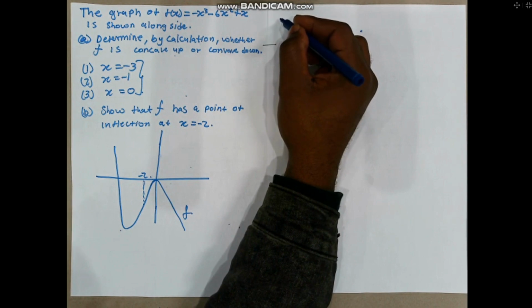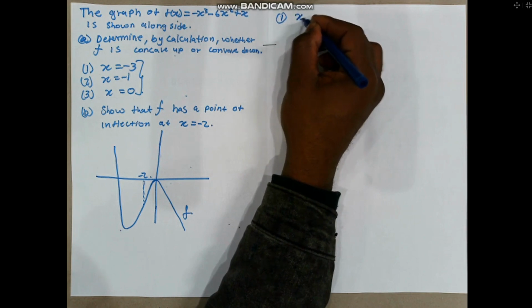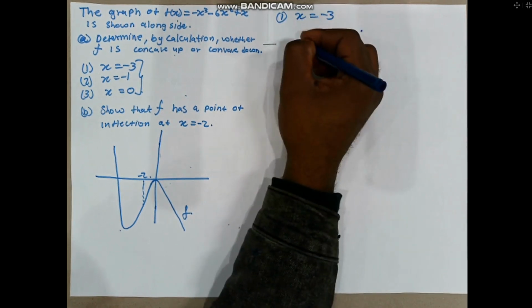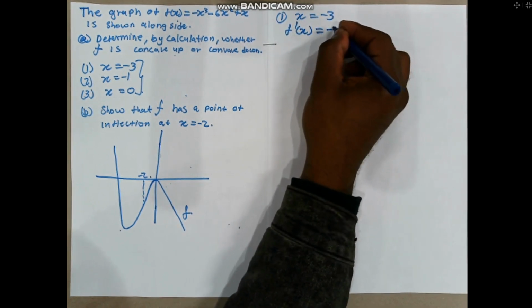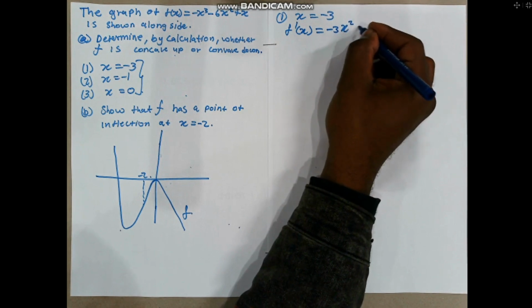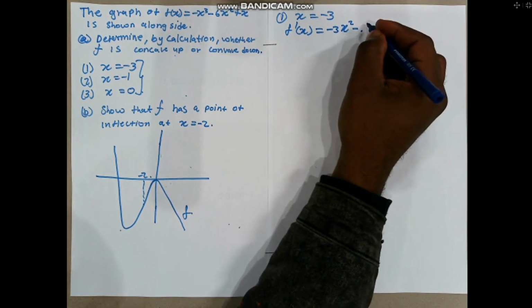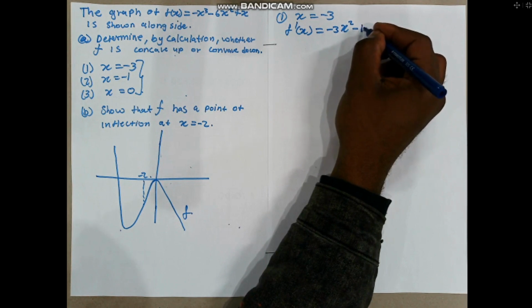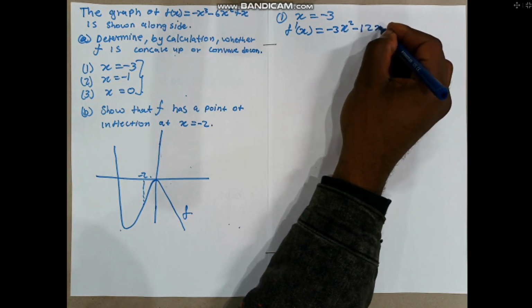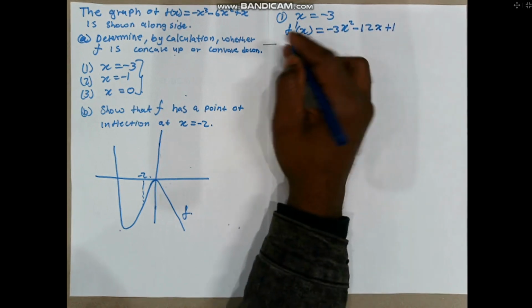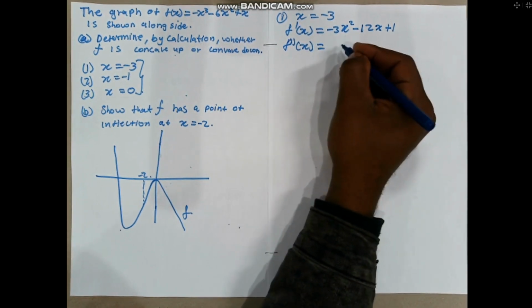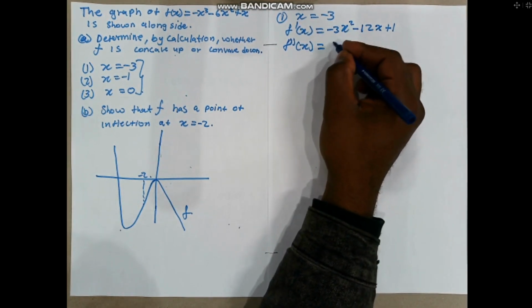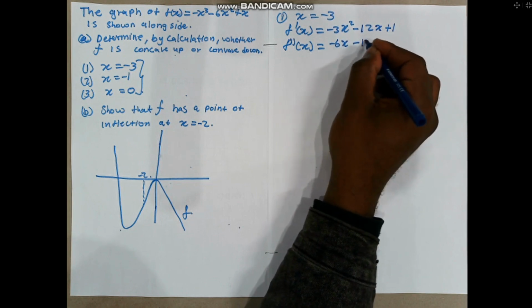So for our concavity, number 1 is where x is equal to -3. You need to derive the first derivative: -3x² minus 12x plus 1. This is the first derivative. Second derivative, because we are looking for concavity: this times this is -6x minus 12.